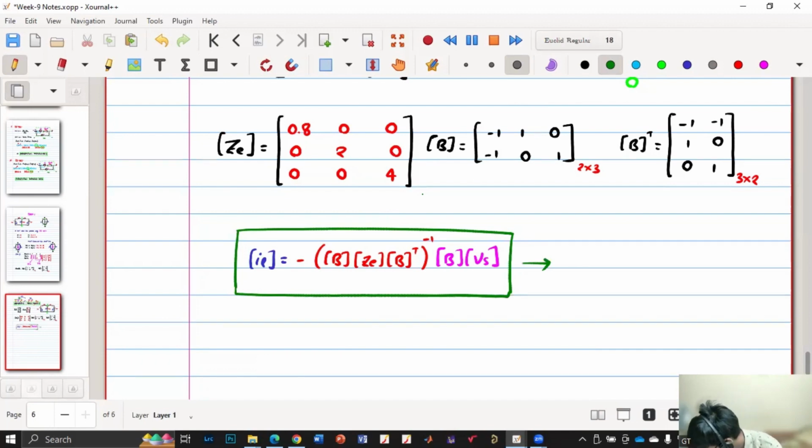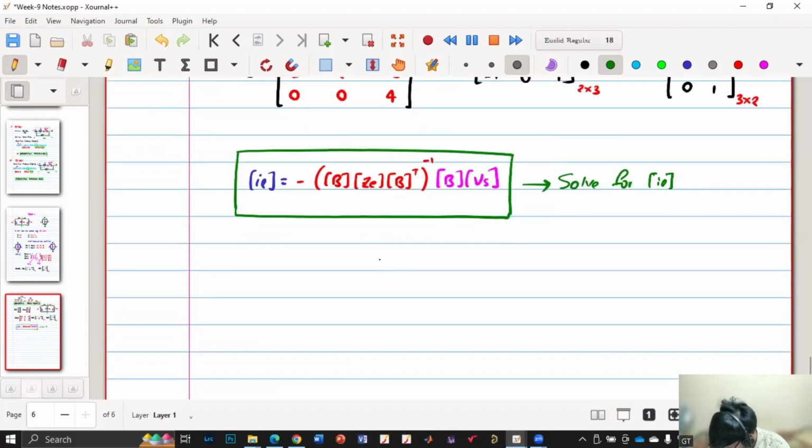So solve for IL. I'm not showing the details because it is just a mathematical calculation. If you calculate, you will be getting IL as minus 3, minus 2. So you will get this. You can check the calculation.